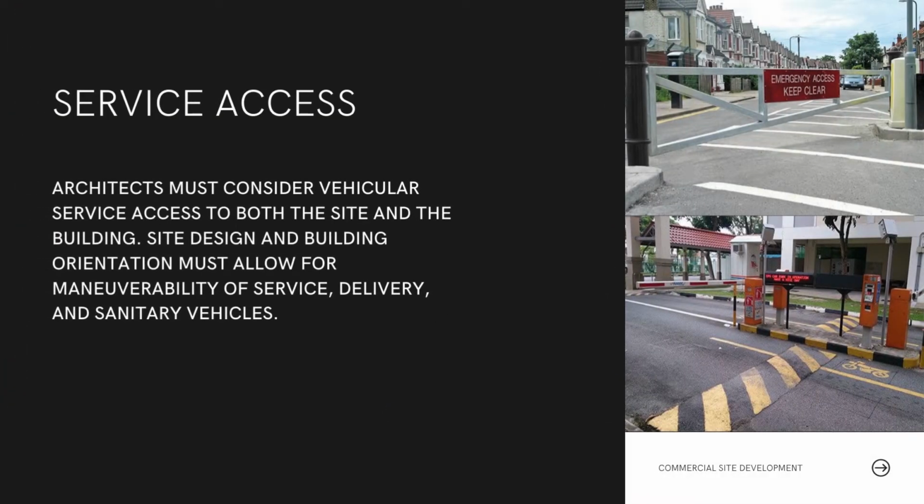So next is the service access. The architect must consider vehicular service access to both the site and the building. Site design and building orientation must allow for maneuverability of service, delivery, and sanitary vehicles. All commercial site developments must have a service access or road so that vehicles can circulate, enter, and exit the site or the commercial building.